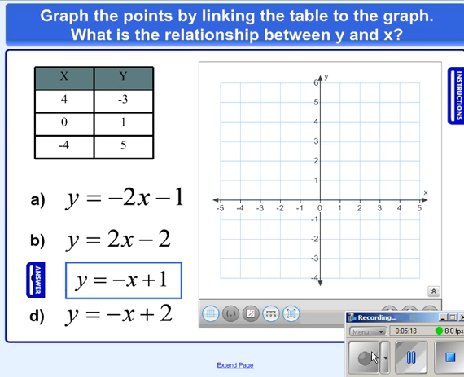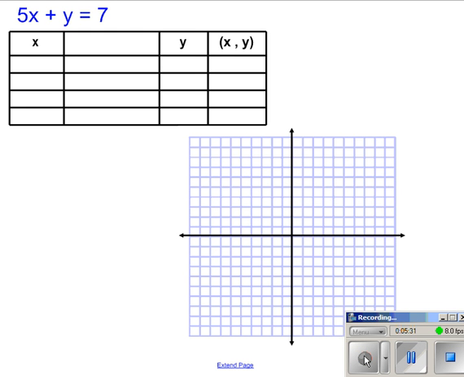I'm going to put up 4 more equations. I want you to practice graphing, and we'll check and see how you do. All right, let's start with this one. We have 5x plus y equals 7. Go ahead and fill out the table, make your grid, and then come back and check and see how you did.